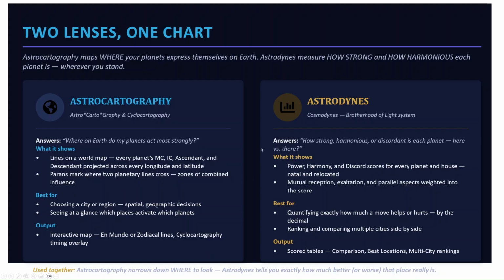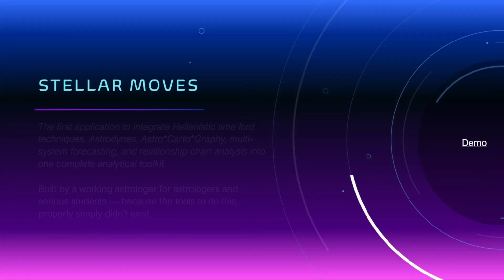Astrodynes answers how strong, harmonious, or discordant is each planet here versus there. What it shows is power, harmony, and discord scores for every planet in house and sign, natal and relocated. Mutual reception, exaltation, parallel aspects are all weighted into the score. And this is best for quantifying exactly how much a move helps or hurts by the decimal, ranking and comparing multiple cities side by side, seeing which is best, which is worse, and then you get scored tables showing the comparisons, the best locations, and multi-city rankings.